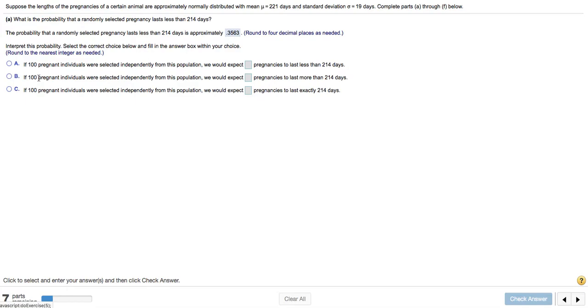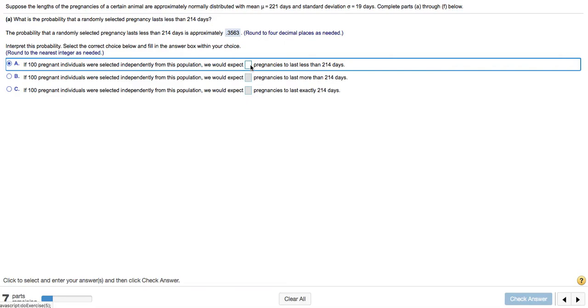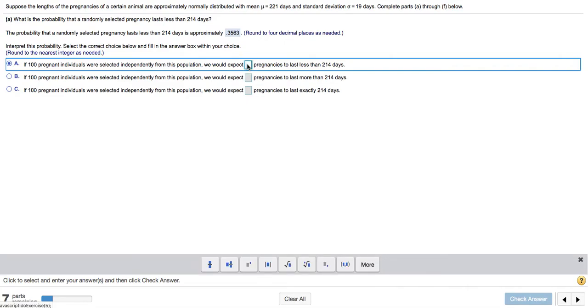So what does this mean if we chose 100 at random? We would take this 100, multiply it by the given probability, and it will move the decimal point over 2 places to 35.6. If we round that to the nearest integer, we're going to get 36. So in a sample of 100, we'd expect about 36 of those pregnancies to last less than 214 days. That is the interpretation of this probability.